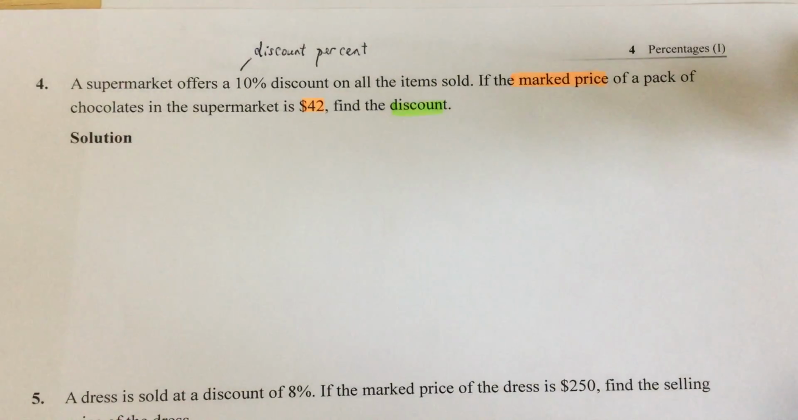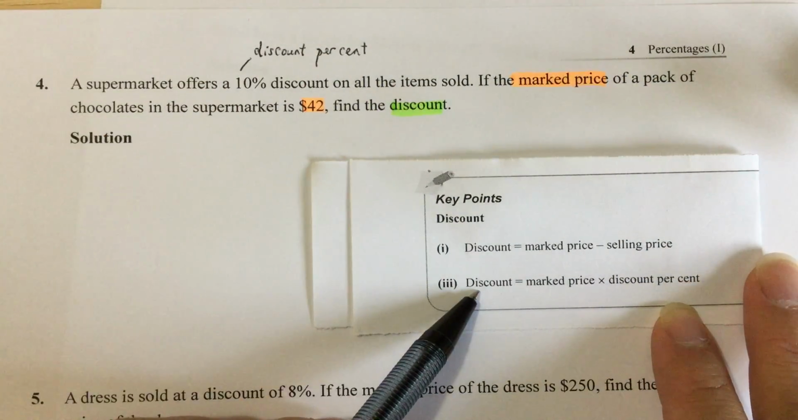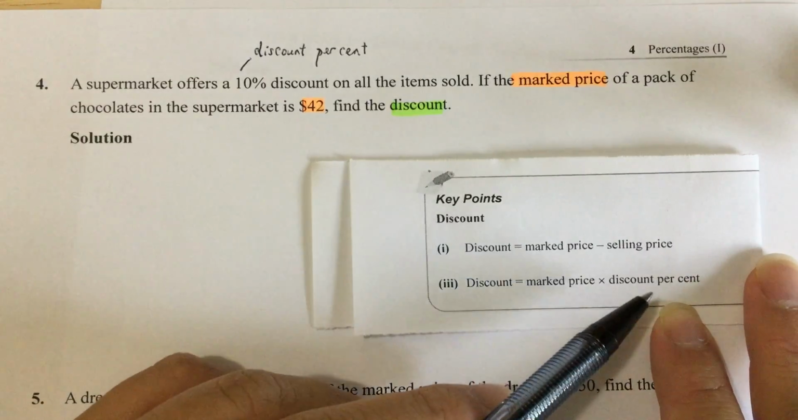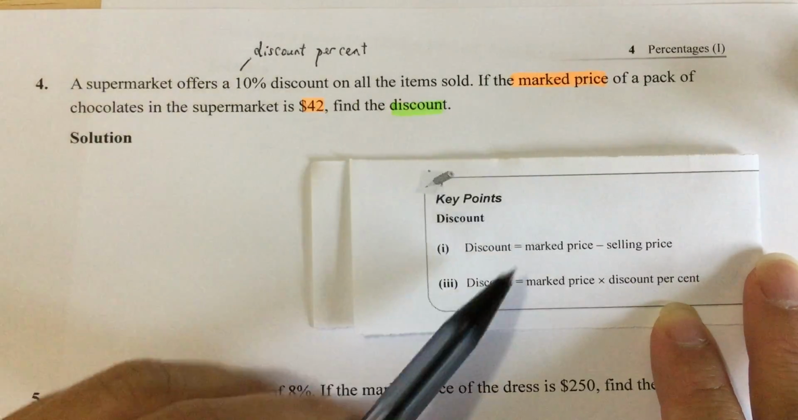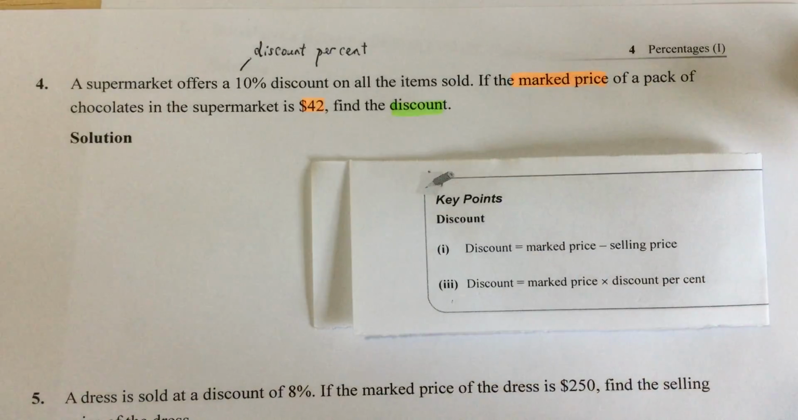Okay, now let us look at the formula. We have formula 3. Because we are going to find the discount, and we have the mark price and the discount percent, so we will use formula 3. So this is time, I will give you 15 seconds to do this question.